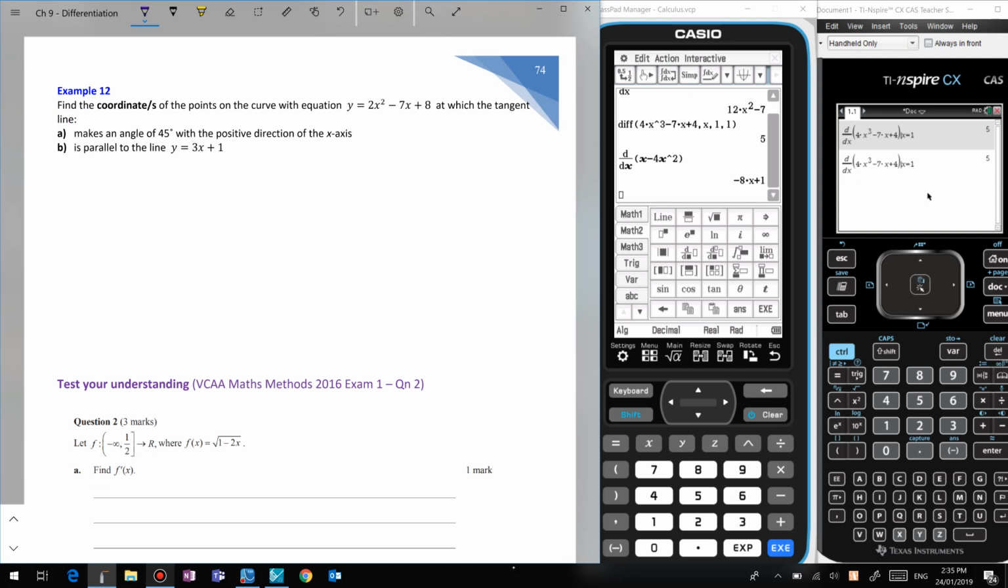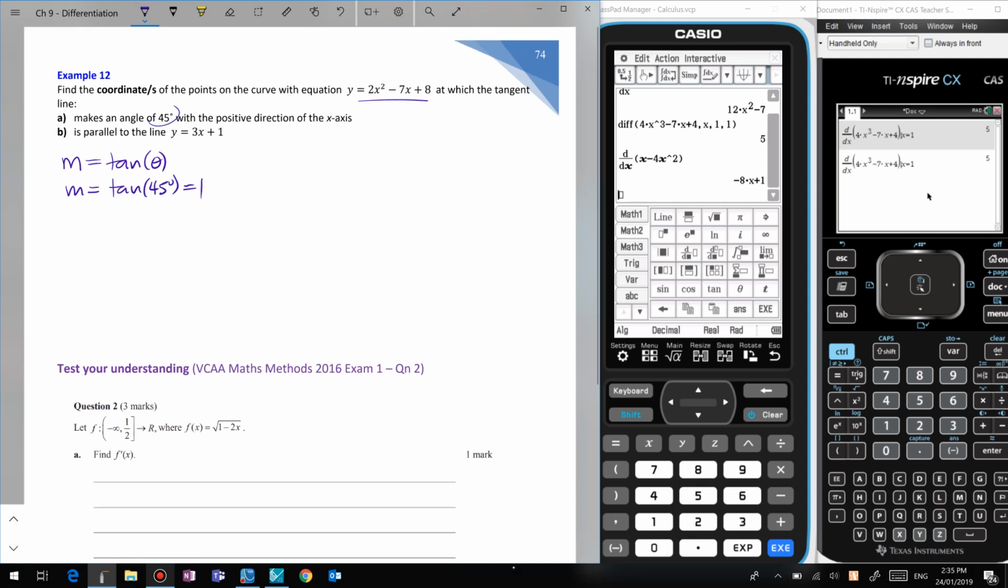Okay, find the coordinates of the points on the curve at which the tangent makes an angle of 45 degrees with the x-axis. Now we know our gradient is equal to tan theta. So in this case, our gradient is equal to tan of 45, which we know is 1. So I want to work out when this line has a gradient of 1.